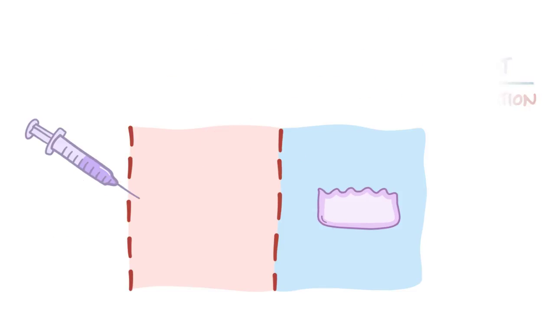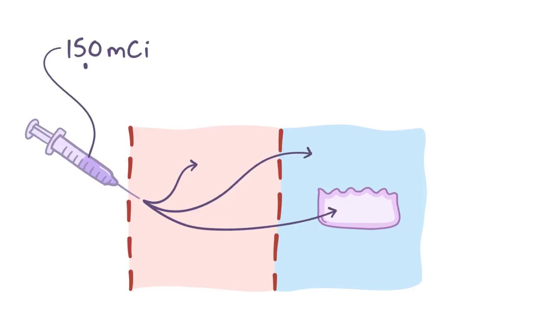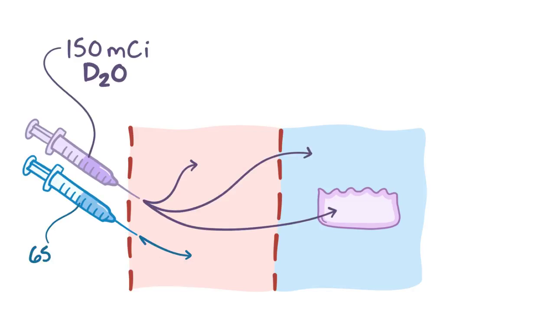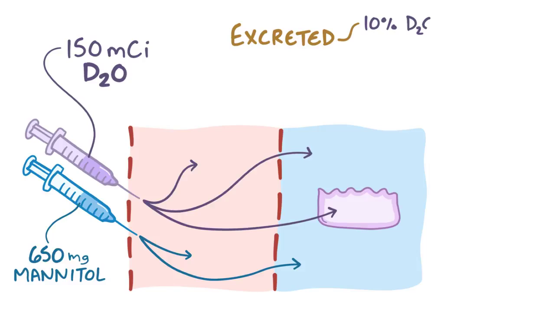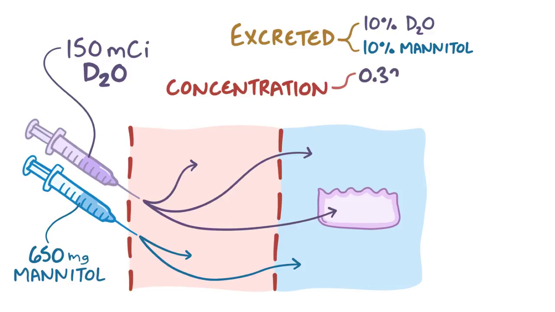Here's a sample problem. A 70 kilogram man is injected with 150 millicurie of D2O and 650 milligrams of mannitol. During a 2-hour equilibration period, he excretes 10% of the D2O and 10% of the mannitol in his urine. After that, the concentration of D2O in the plasma is 0.32 millicuries per 100 milliliters, and the concentration of mannitol is 4.6 milligrams per 100 milliliters.